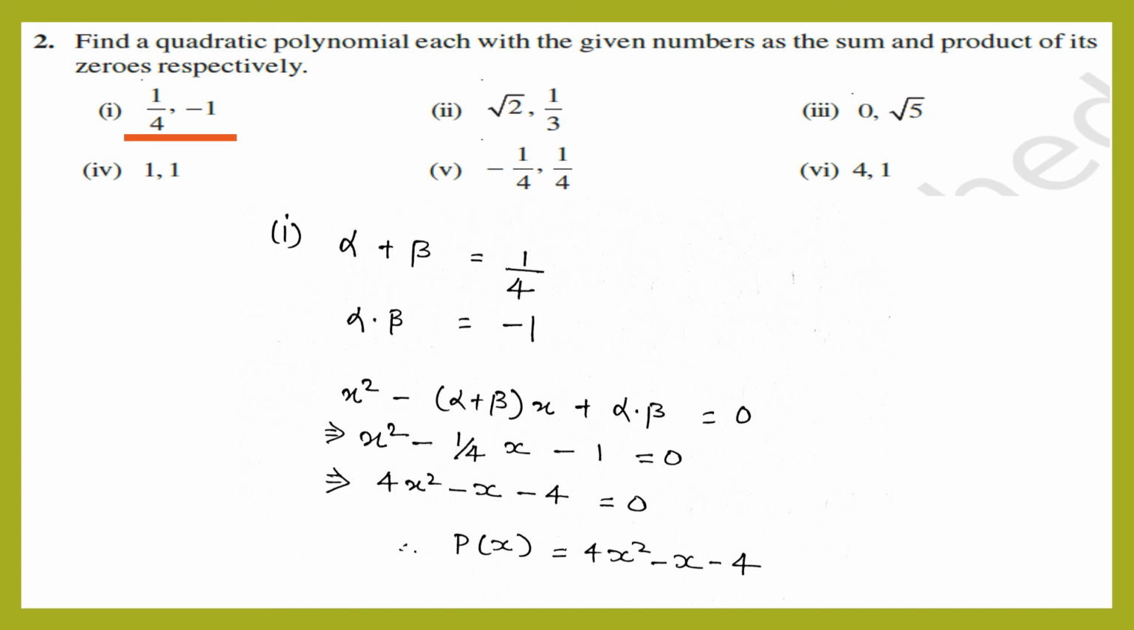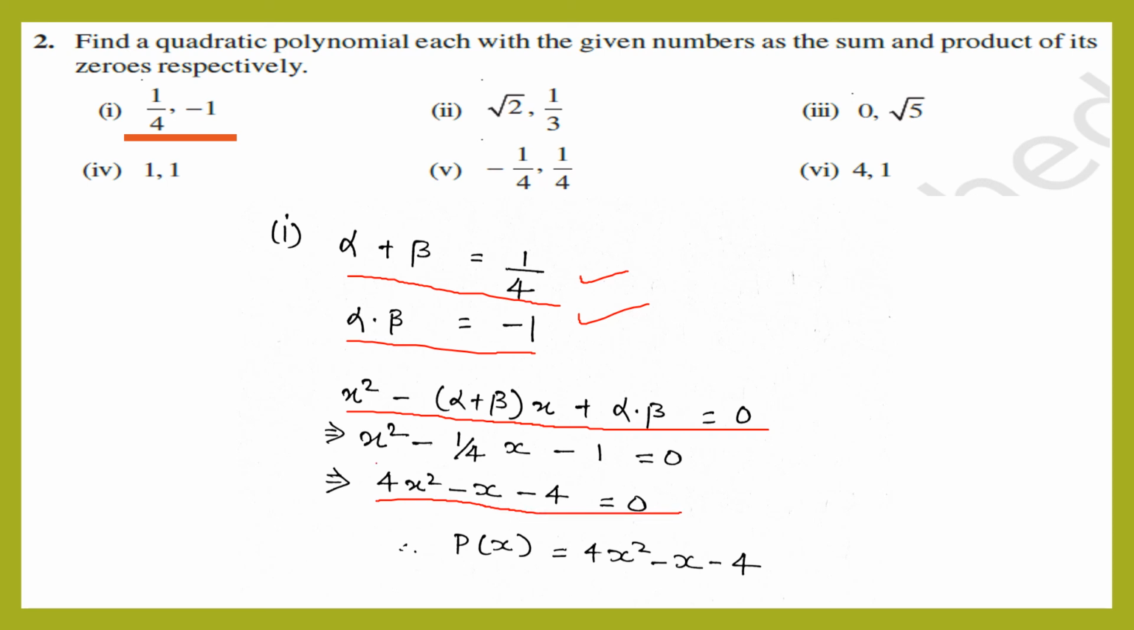Here we have alpha plus beta equal to 1 by 4, alpha into beta equal to minus 1. So we can write the quadratic polynomial as x squared minus (alpha plus beta) x plus alpha into beta equal to 0. This is the equation we have discussed earlier. Now we will place the value alpha plus beta and alpha into beta from here, and we will get the required quadratic equation.